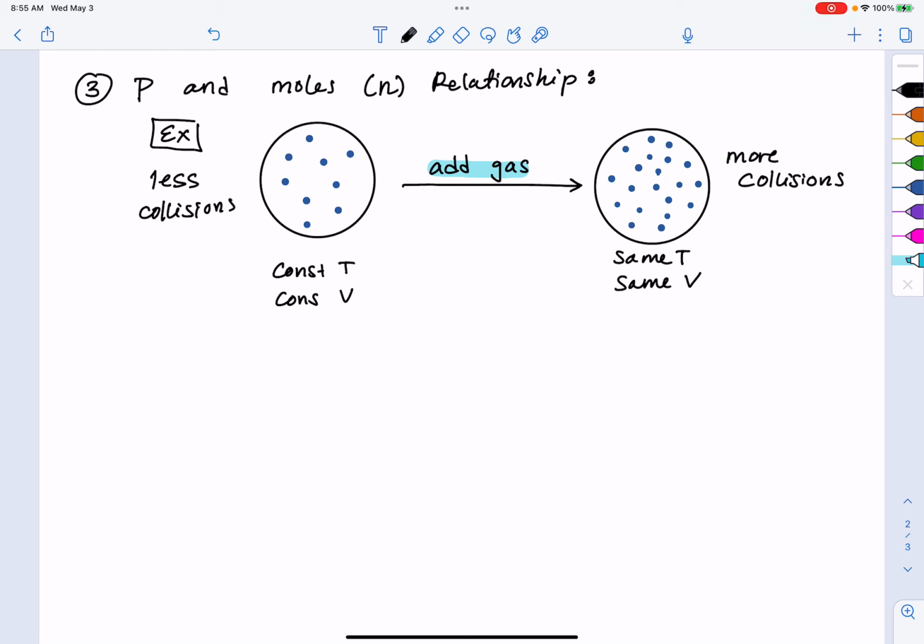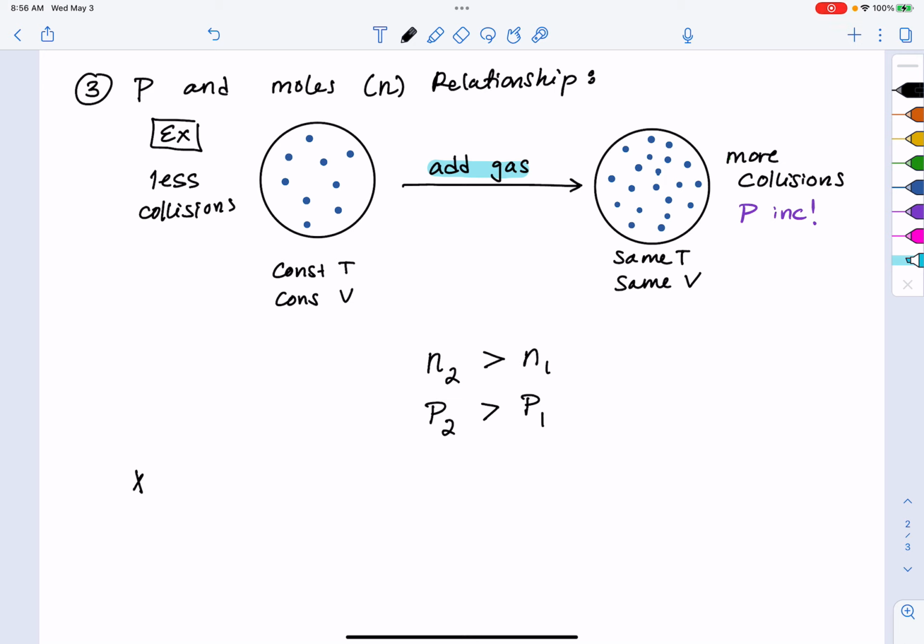And again, if we have more collisions, then that means that our pressure is higher. So kind of putting that into the language we've seen here, if the moles of our second system or the second condition is greater than the moles of gas initially, then the pressure with that system with the new amount of moles also has to be greater than it was originally because we have more collisions.